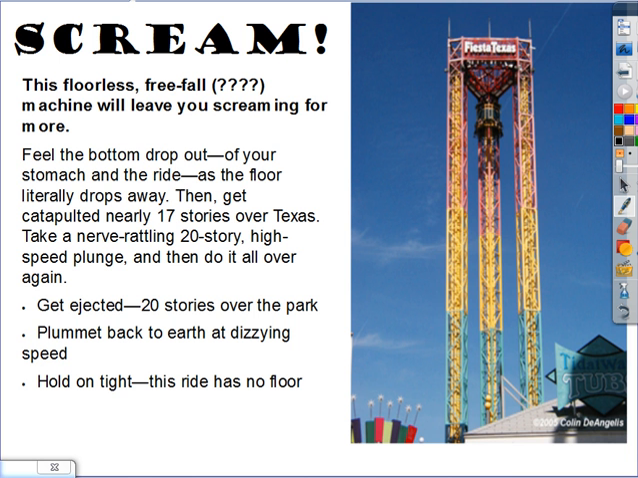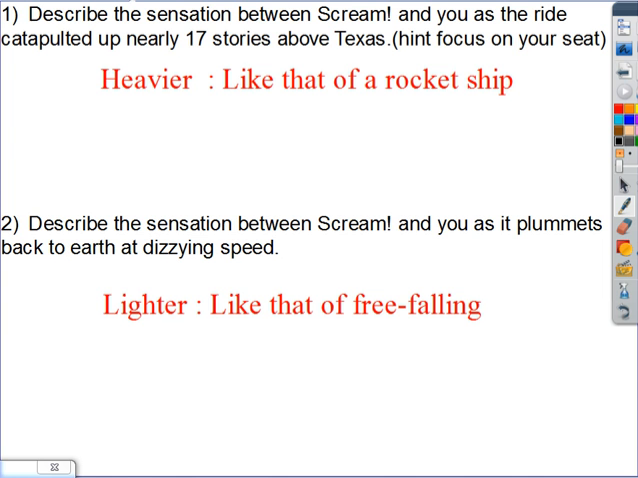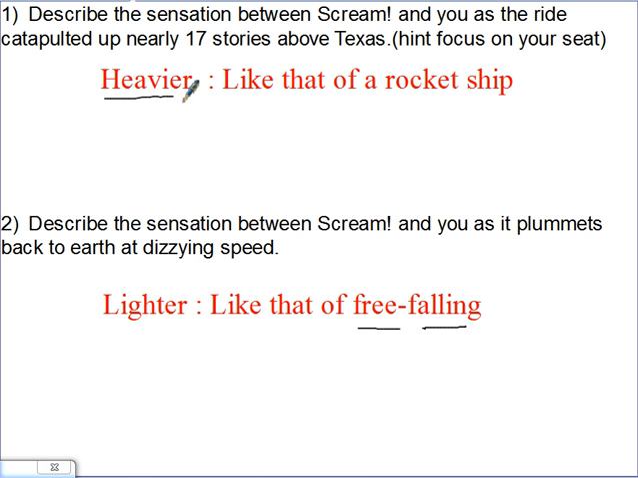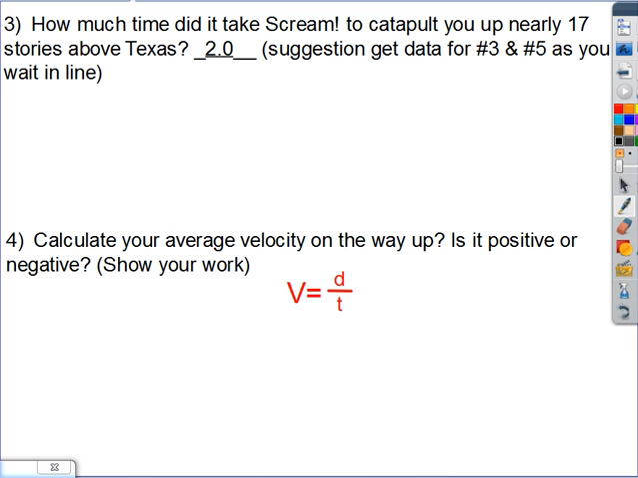Alright, finally, let's talk about the scream. Again, watch the video. Important to watch the video. Here we go. Describe the sensation between the scream and you as the ride catapults you up. It makes you feel heavier, like you're in a rocket ship. When it's catapulting you down, it makes you feel lighter, like you're in free fall. So, heavier on the way up, lighter on the way down, same as when you ride an elevator.